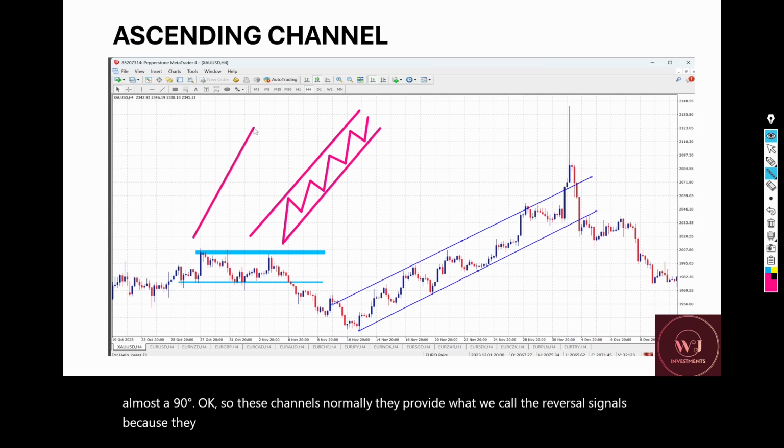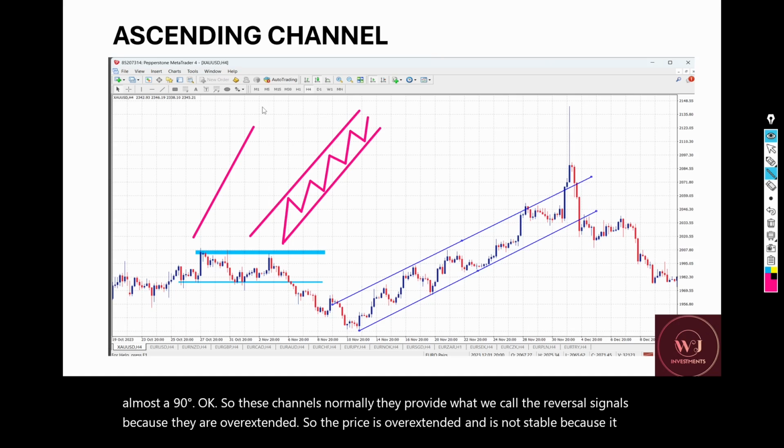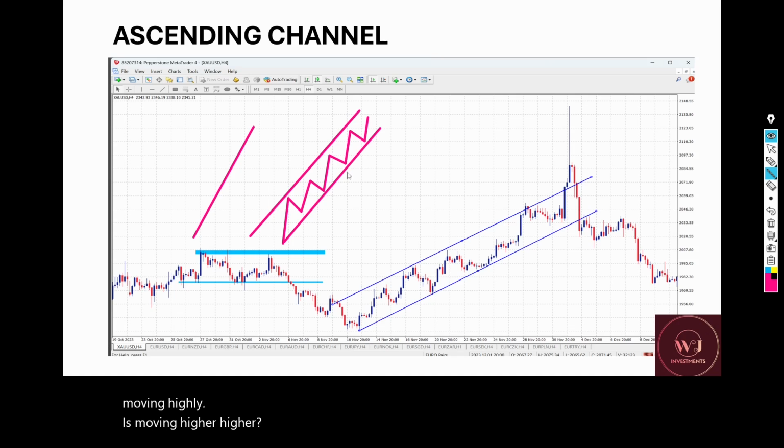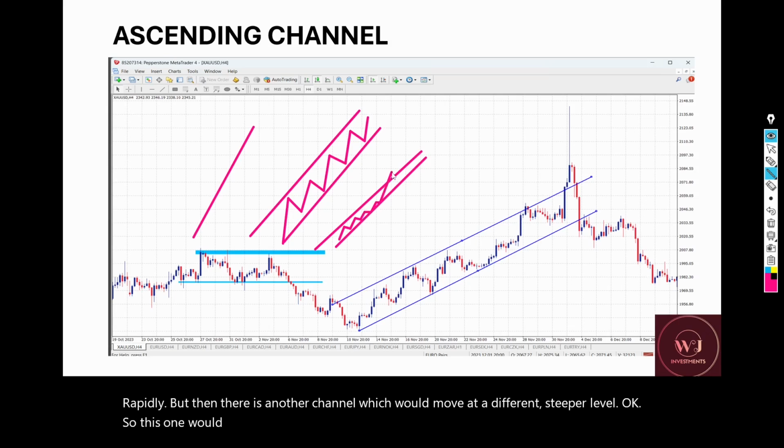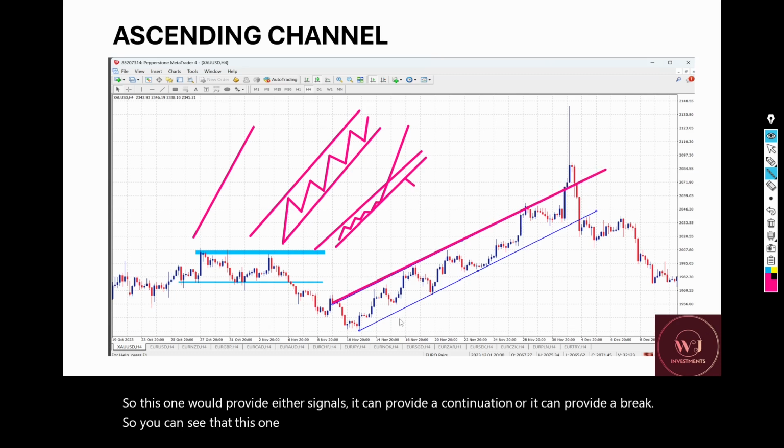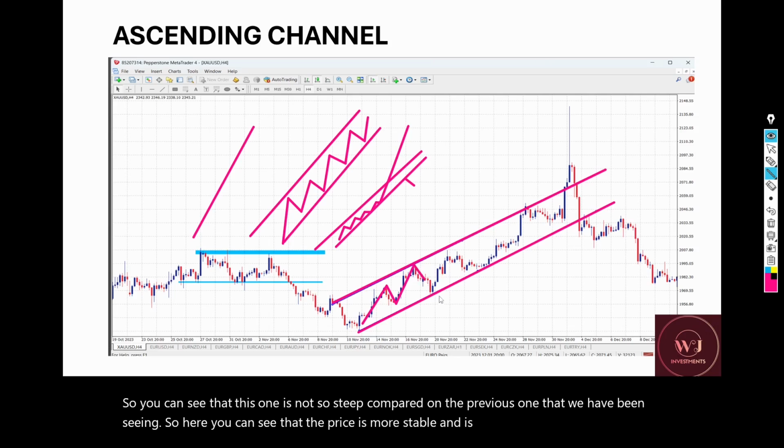So the price is overextended and is not stable because it is moving higher rapidly. But then there is another channel which would move at a different, less steep level. So this one will provide either signals, it can provide a continuation, or it can provide a break. So you can see that this one is not so steep compared to the previous one that we have been seeing. So here you can see that the price is more stable and is in a clear uptrend, very stably.